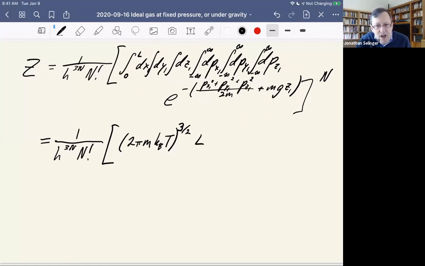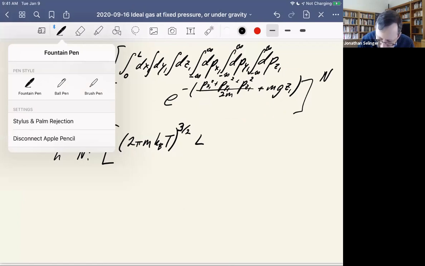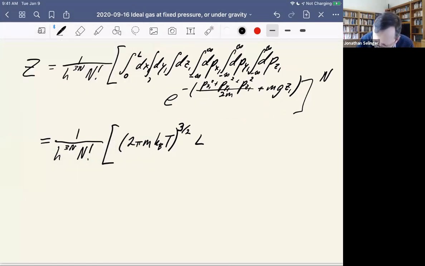Now, let's do the y integral. Once again, the y integral runs over all possible values of y from 0 to L, so it gives another factor of L. So that's L squared, or this is the area of the flat Earth.